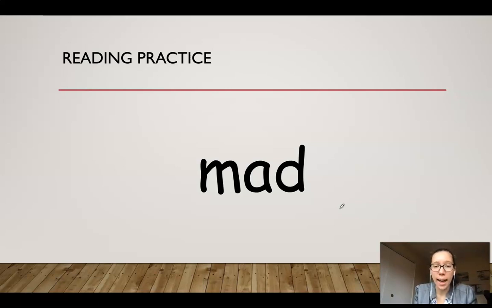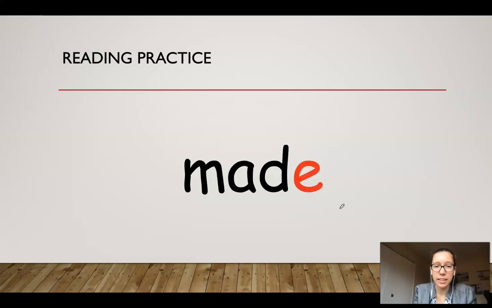Good, this word is mad. M-a-d. Now let's add silent E. That silent E is going to make our vowel long. A's long sound is A. With that in mind, what's our new word? That's right, our new word is made. M-a-d. Still only 3 sounds, but with a long vowel.